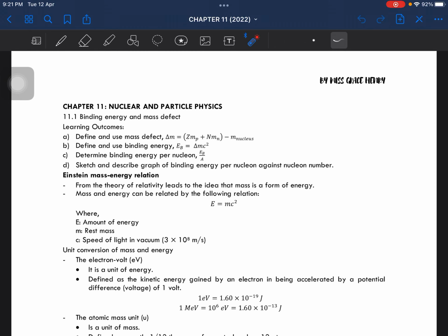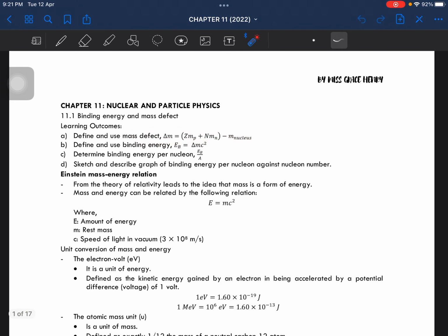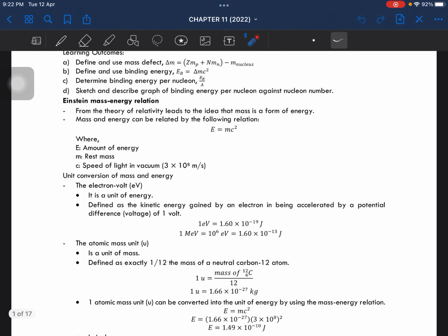In this subtopic, you should be able to define and use the equation of mass defect, which is this one. Define and use binding energy. Determine the binding energy per nucleon. And lastly, you have to be able to sketch and describe the graph of binding energy per nucleon against nucleon number. Okay, so let's look at the Einstein mass energy relation.